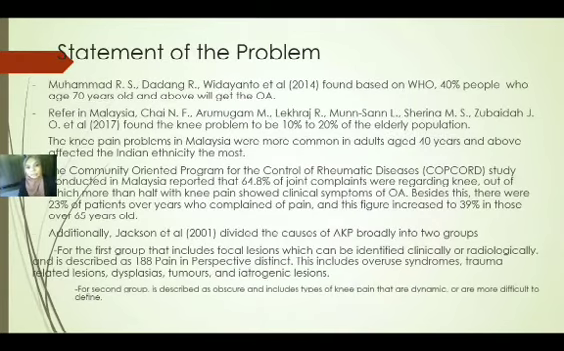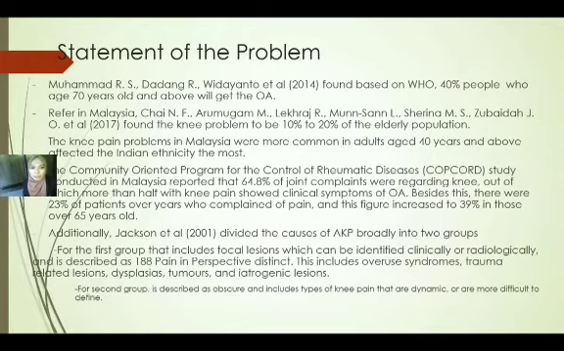Now we go to the next slide, statement of the problem. What is the main problem? Referring to Muhammad R.S. and Dadang R. Widayanto, 2014, based on WHO, 40% of people aged 70 years and above will get osteoarthritis. But that is totally different in Malaysia, according to Chai and F. Arumukum, M. Lekar, R. Munsan, L. Sharina, M.S. and Subaida J.O., 2017, who found knee problems in 10% to 20% of the elderly population.